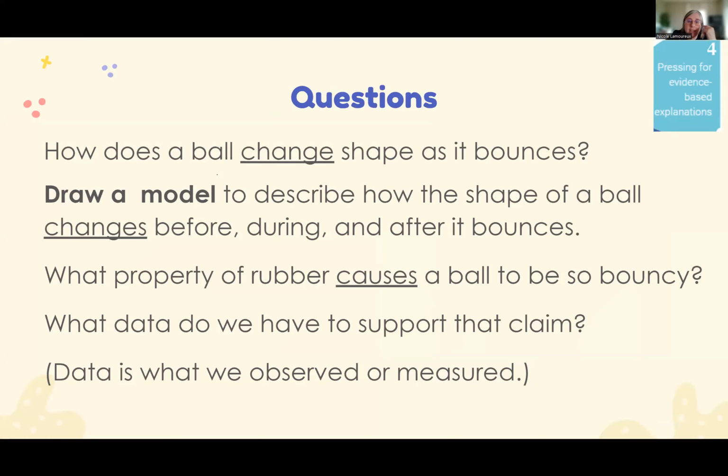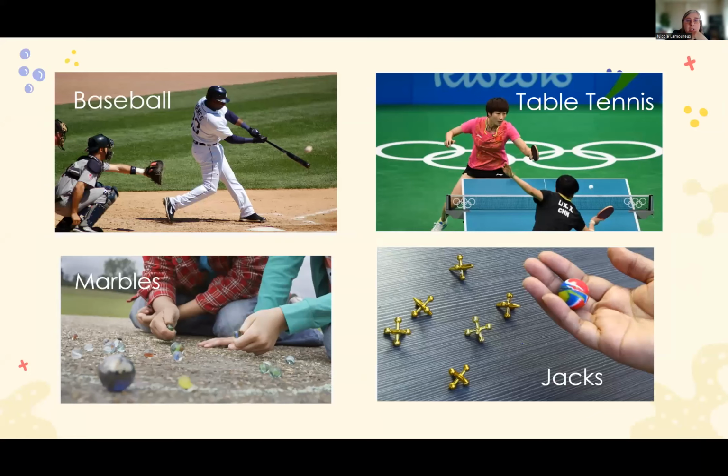That's what a model is in science, to describe the shape of the ball as it changes, that they've observed. So they're processing it. What property causes the ball to bounce? What data do we have to support that claim? So at this point, or up until this point, I don't know your classroom, but not all students are familiar with different sports with the different balls.